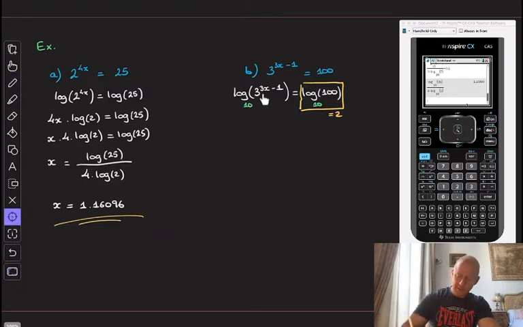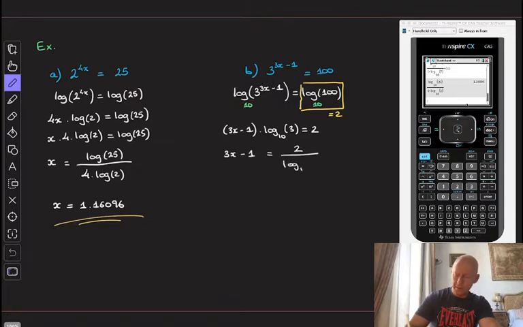Now, taking this exponent outside of this logarithm, and to do so, remember to write both of those terms, 3x and the minus 1, inside a pair of parentheses. This turns into 3x minus 1 times log base 10 of 3, and that equals 2. Next, I divide both sides of this equation by log base 10 of 3, and that leads us to 3x minus 1 equals 2 over log base 10 of 3.